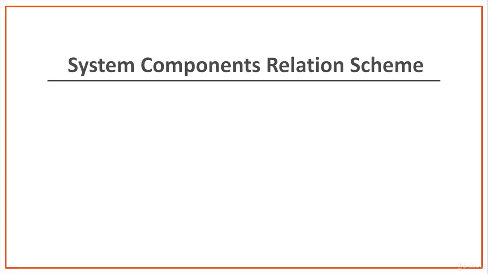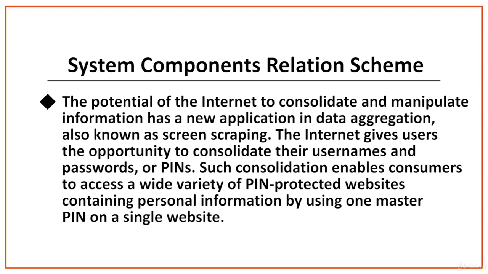The potential of the internet to consolidate and manipulate information has a new application in data aggregation, also known as screen scraping. The internet gives users the opportunity to consolidate their usernames and passwords, or PINs. Such consolidation enables consumers to access a wide variety of PIN-protected websites containing personal information by using one master PIN on a single website.